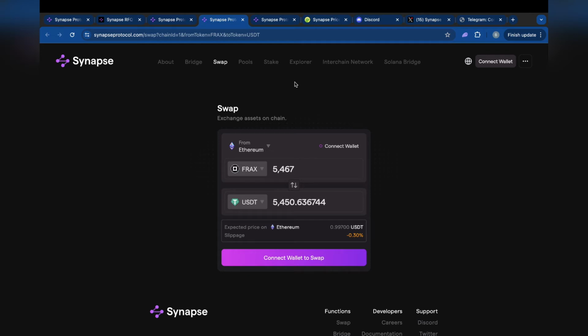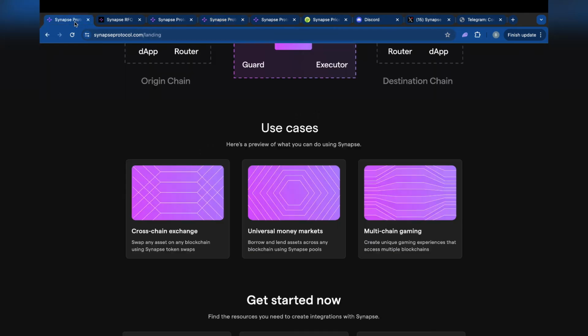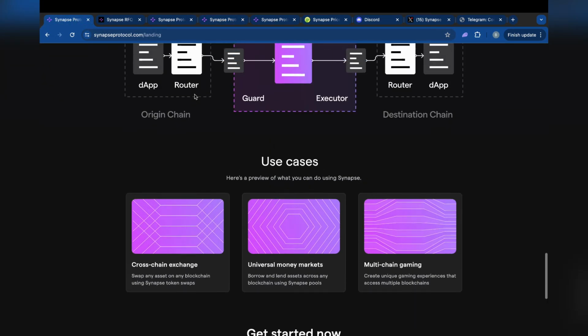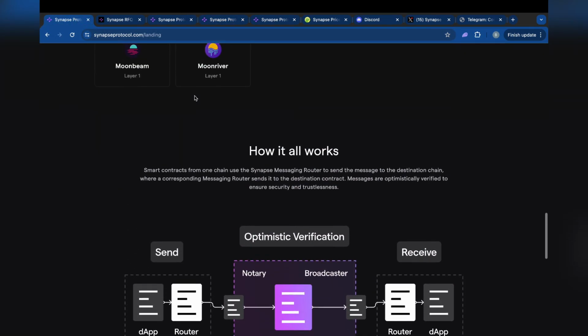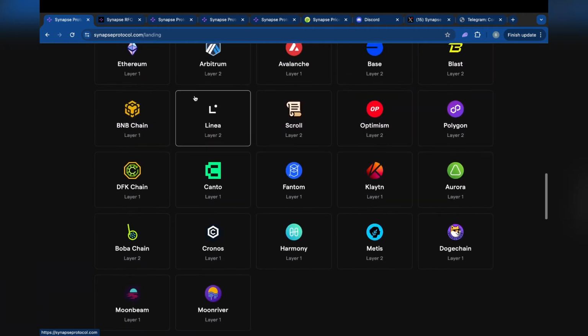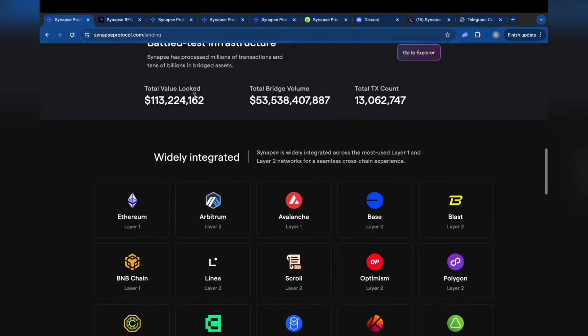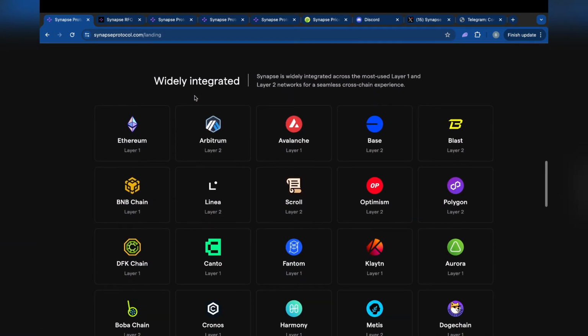Speaking of developers, Synapse is incredibly developer-friendly. They made it easy to integrate cross-chain tokens and bridging natively into decentralized applications. So, if you're a dev looking to build in this space, Synapse has the tools to help you.